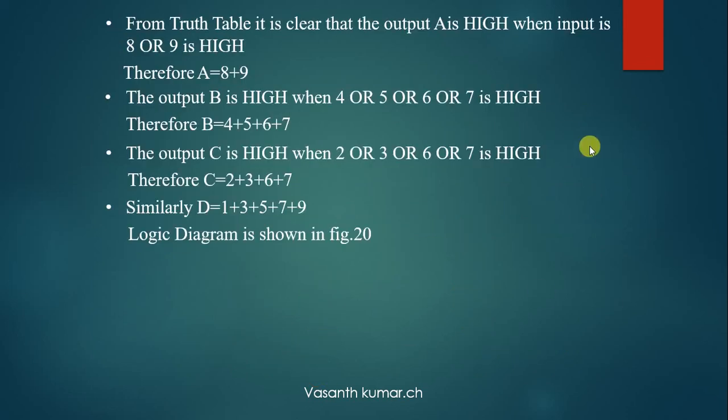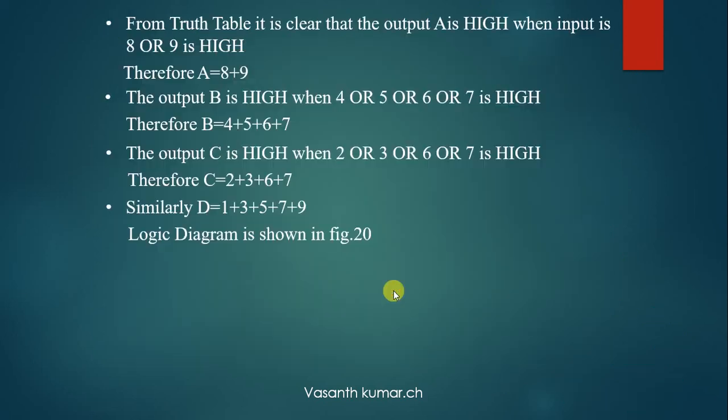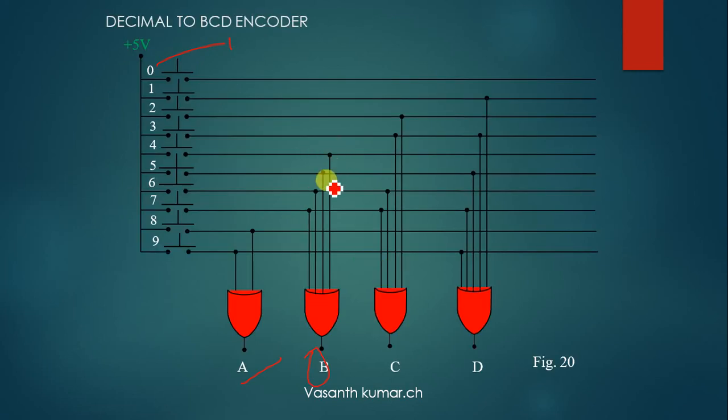Let us check the B function. B is 4, 5, 6 and 7. 4, 5, 6, 7 should be high in order to get the B function. Similarly, the C and D functions. Right? So this is the binary coded decimal encoder, the decimal to BCD encoder.